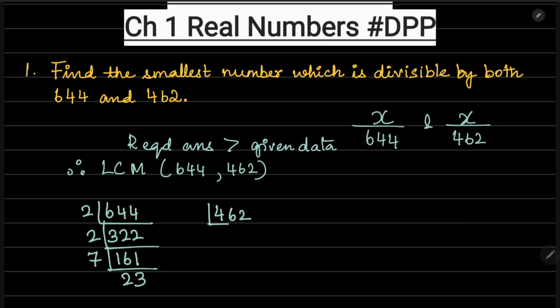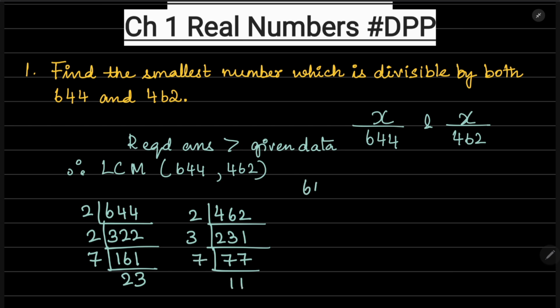Now 462. Start with the lowest prime number, that is 2. So 2 2s are 4, 2 3s are 6, 2 1s are 2. And then go with 3. So 3 7s are 21. Again 7, right? 3 7s are 21. And then 7 into 11. 11 is a prime number, so we stop there.